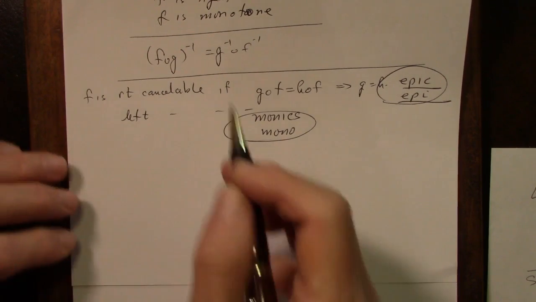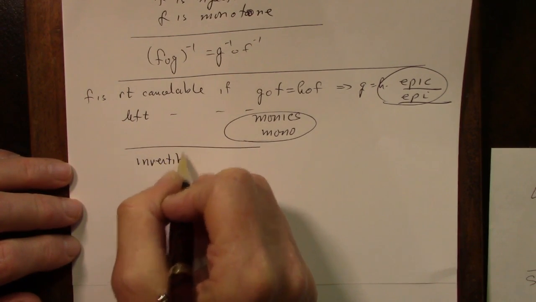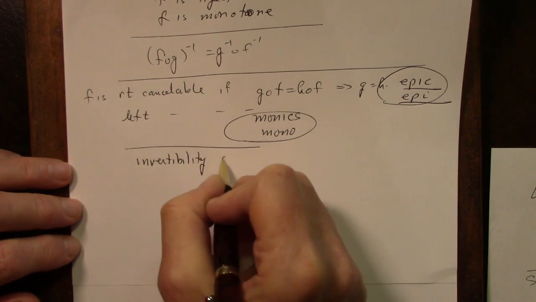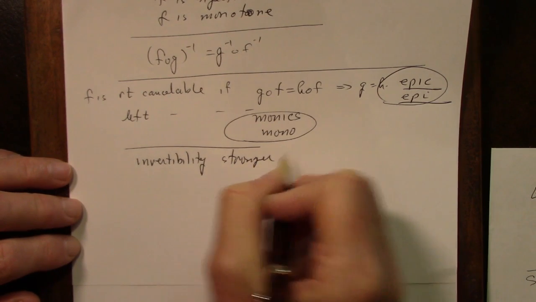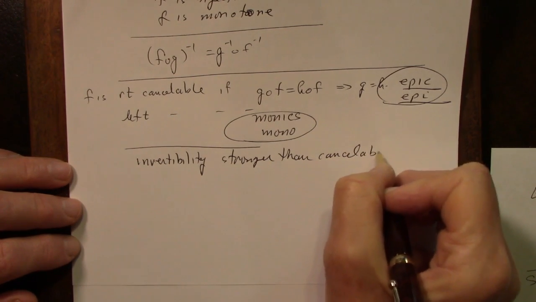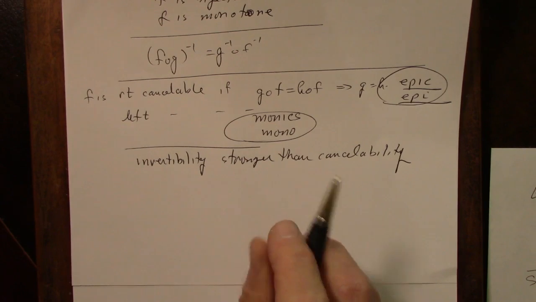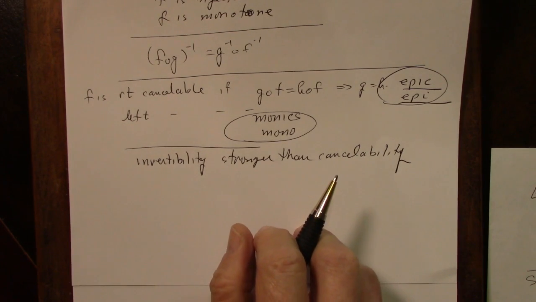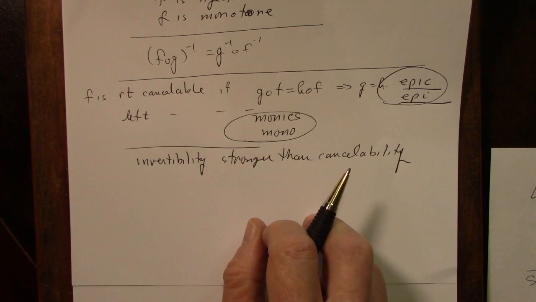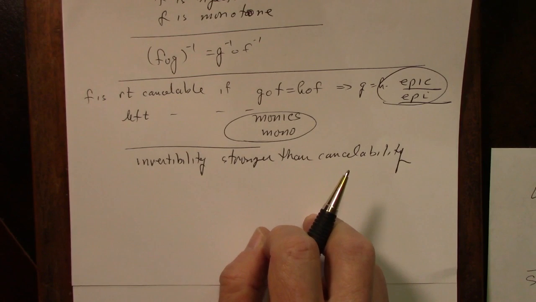In general, invertibility is stronger than cancelability. I guess that's probably not surprising if you think about it. A left invertible morphism is left cancelable. A right invertible morphism is right cancelable. So if a morphism is invertible, it's both left and right cancelable. Those are fairly obvious things.